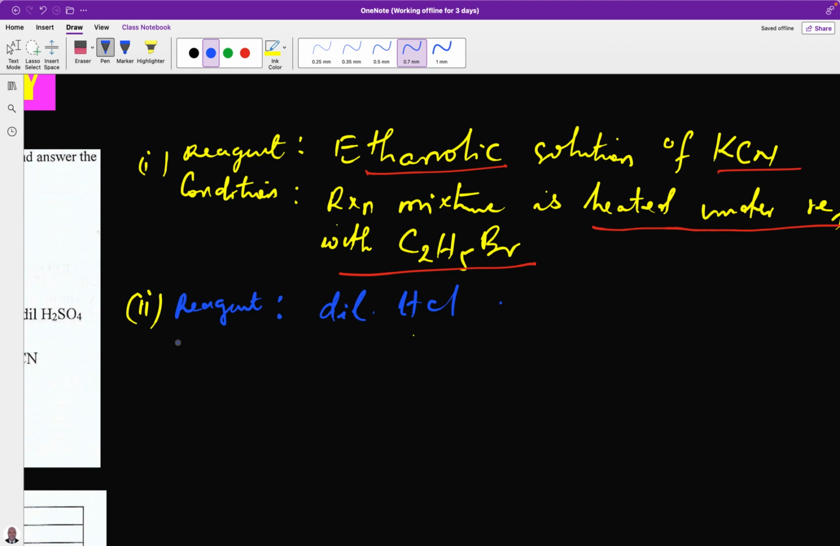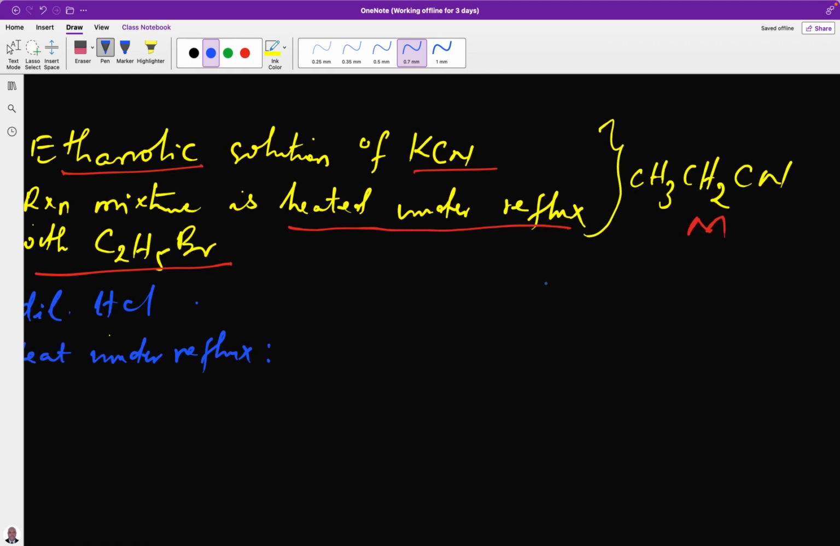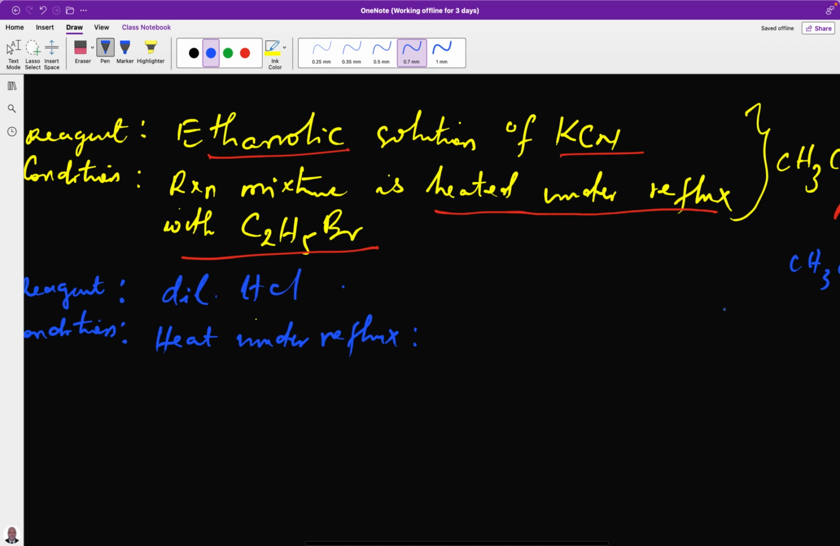Then, what will the condition be? The condition is heat under reflux. So now this is acid hydrolysis. You are hydrolyzing this one because it will be converted to CH3CH2COOH. So you will have to hydrolyze this using dilute acid to have this. Okay, now heat under reflux.